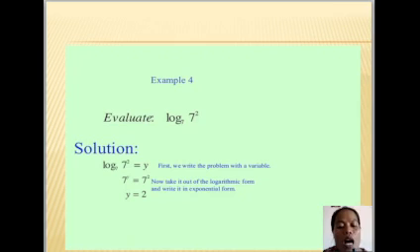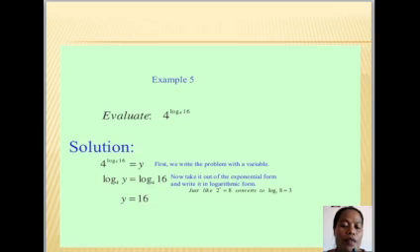Now take it out of the logarithmic form and write it in exponential form. Since they're the same bases, just take out their exponents. So y is equal to 2. Therefore, the logarithm of 7 squared to the base 7 is equal to 2.